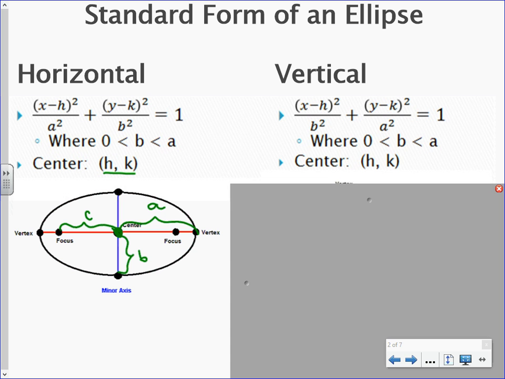Y we associate with vertical movement. Our bigger denominator is now with Y. It's a vertical ellipse.